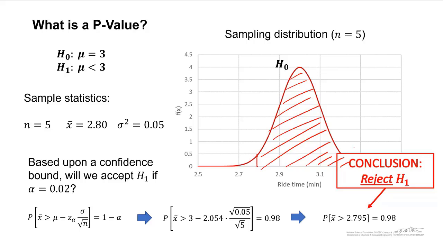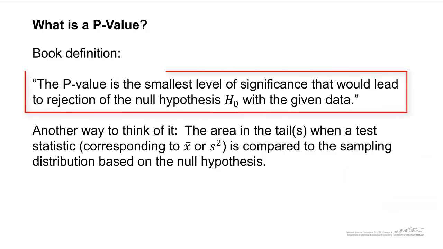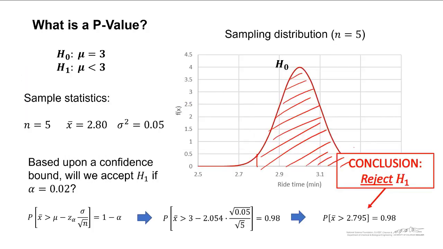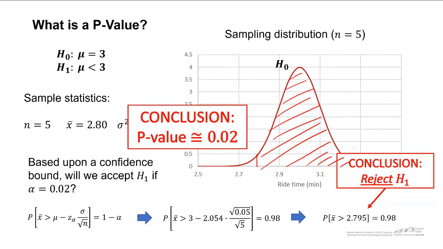Now, if you keep fine-tuning alpha and keep adjusting alpha so you're right at the border of rejecting and accepting the alternate hypothesis, that is the p-value. The alpha value at which that occurs is the p-value. And this is what the book's definition is trying to get at. The p-value is the smallest level of significance that would lead to rejection of the null hypothesis with the given data. In our case, our p-value then is about 0.02. And in fact, you'll see later on when we do this in Excel, the p-value is closer to 0.0225.